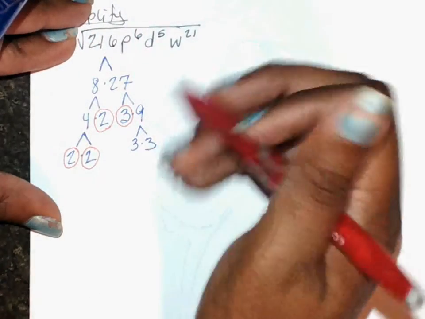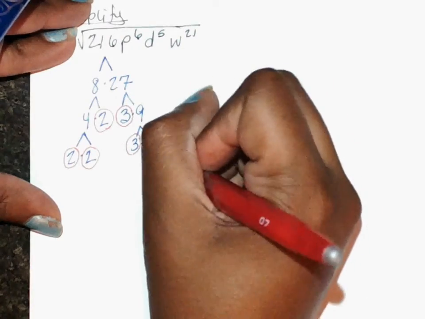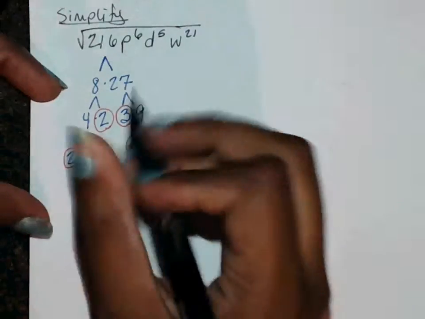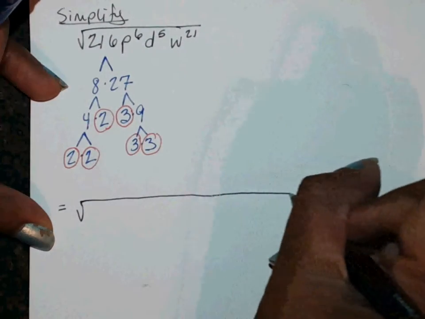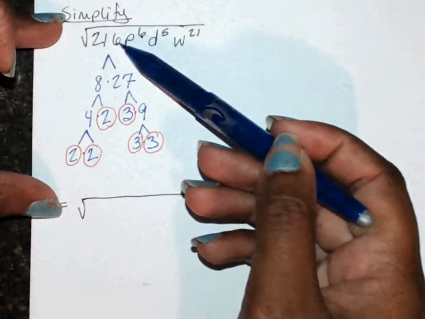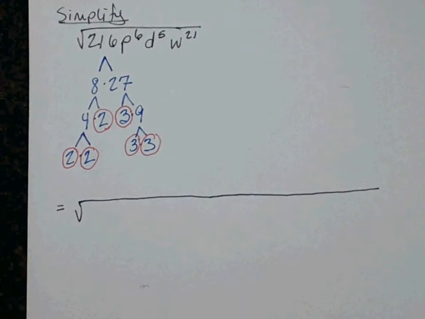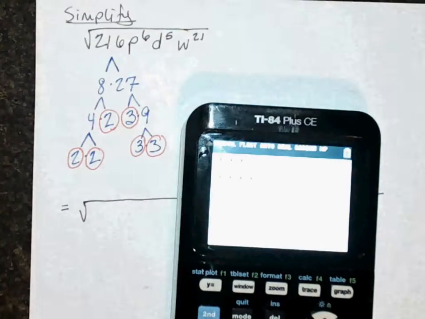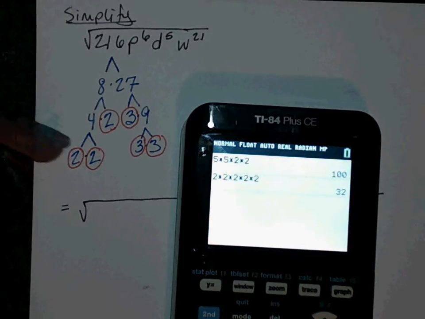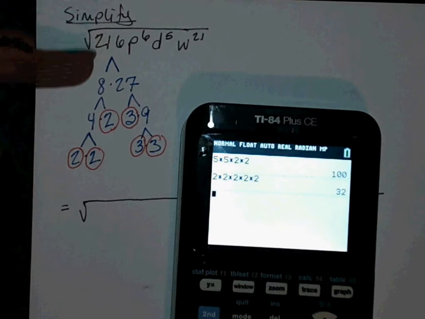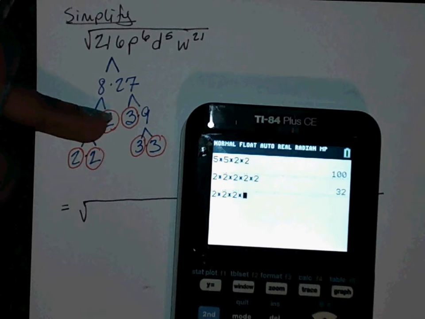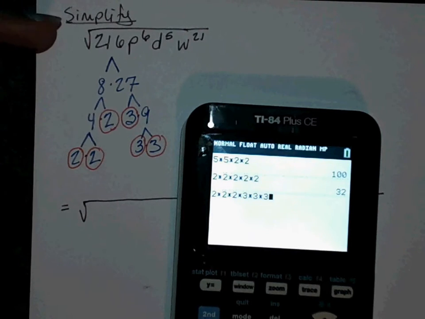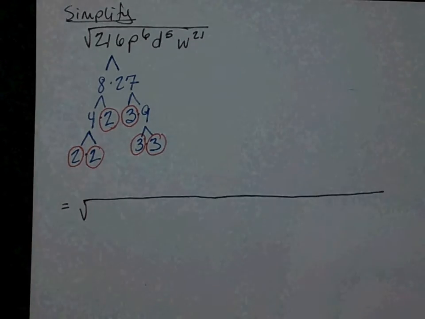Can 3 be broken down? So, I have successfully written 216 into prime factorization form. Just to check myself, I'm going to go in my calculator and figure out if 2 times 2 times 2 times 3 times 3 times 3 gets me what I started off with. I did it right. I got 216.